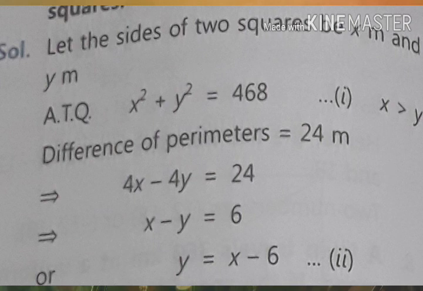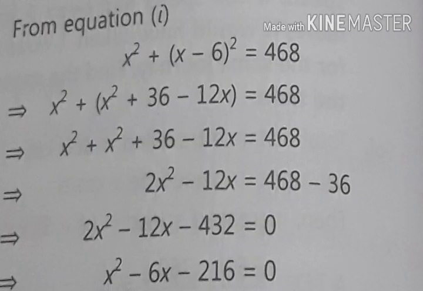Then the three terms have 4 as the common factor. So we can divide all the terms by 4. So we get the simplified form, x minus y equal 6. So y equal what? x minus 6. y equal x minus 6. Or you can write x equal 6 plus y. Anyway, if we write y equal x minus 6, then we substitute the value of y as x minus 6 in equation 1.